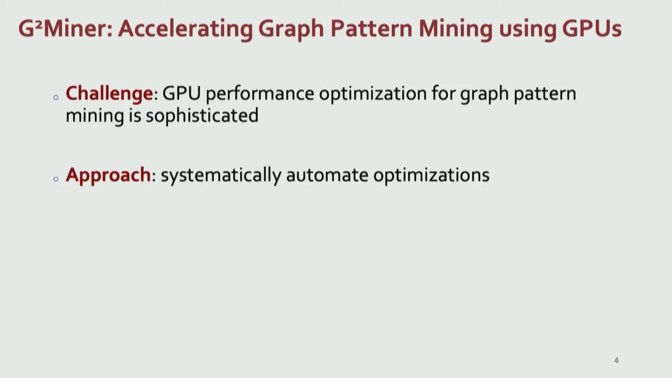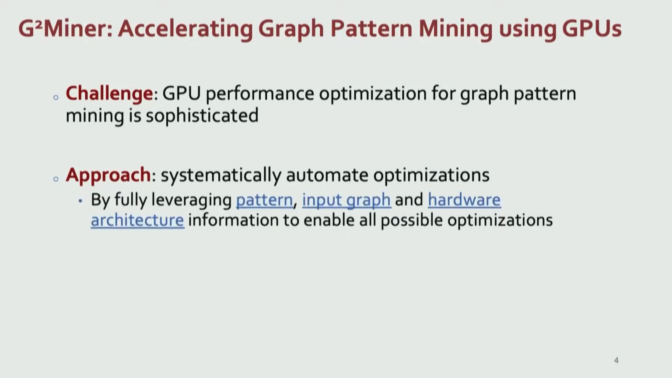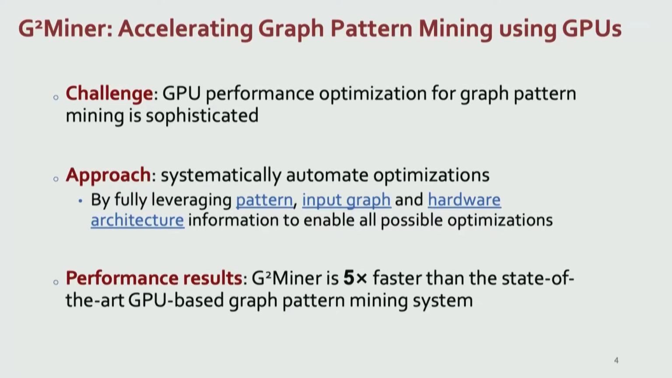Instead of hand optimizing for each specific graph pattern mining problem, our approach is to systematically automate the optimizations. The key insight is that in order to enable all the possible optimizations, our system should fully leverage the pattern, the input graph, and the hardware architecture information. Our evaluation showed that with automated optimizations, G2Miner is 5 times faster than the state-of-the-art GPU-based graph pattern mining system. So before we dive into the details of G2Miner, let's see what is the graph pattern mining problem.